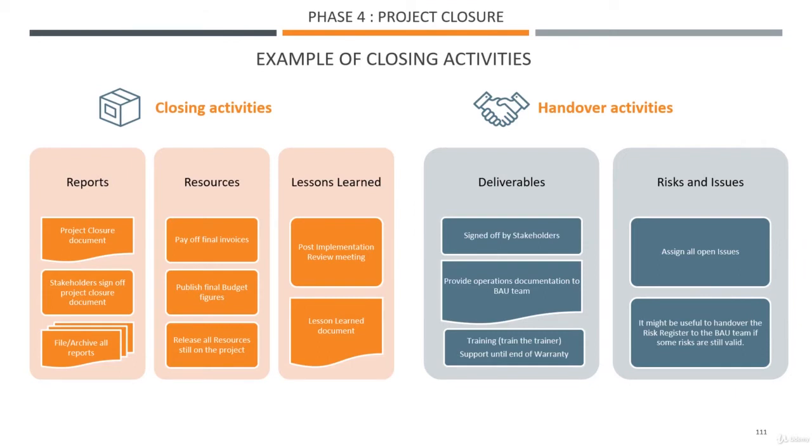And risk is not as obvious, but sometimes there are some risks that are still valid at the end of the project. Usually in a risk register you have risks that would come and cause issues to the project, but sometimes there are just risks that are ongoing, and therefore it'd be useful to give them to the business as usual team. That's not mandatory, that's just a nice to have. It might not apply all the time. So I wanted to highlight how we could simplify this.